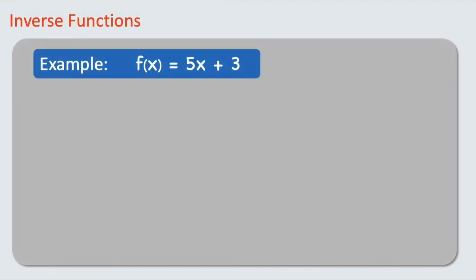Here we have the function f of x equals 5 multiplied by x plus 3. We can show this as a flow diagram. Input of x multiplied by 5 giving us 5x, and add 3 resulting in 5x plus 3.